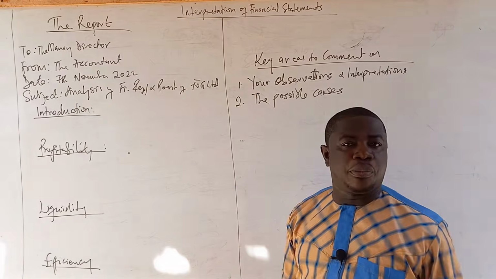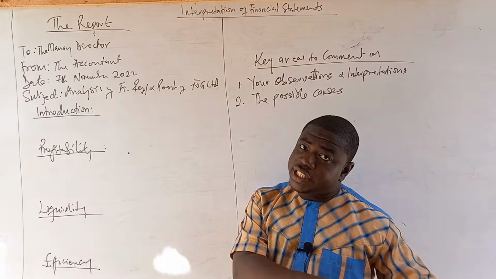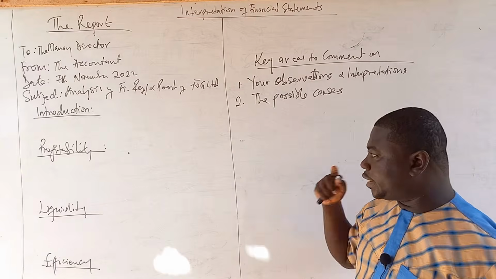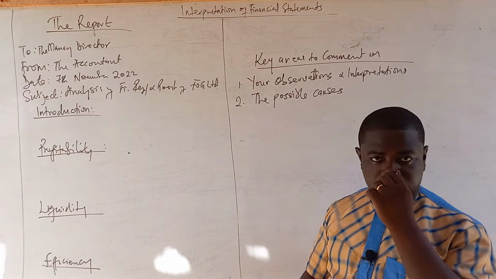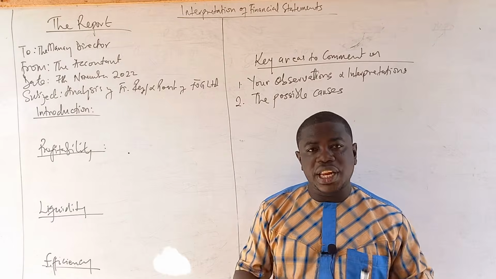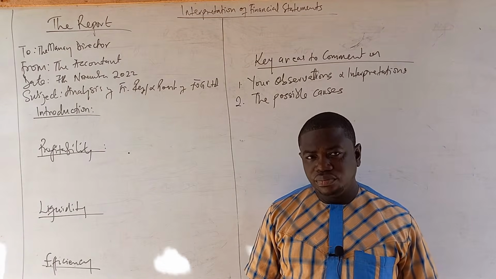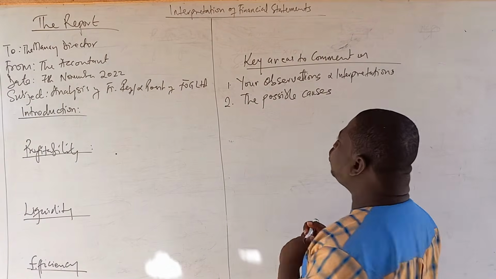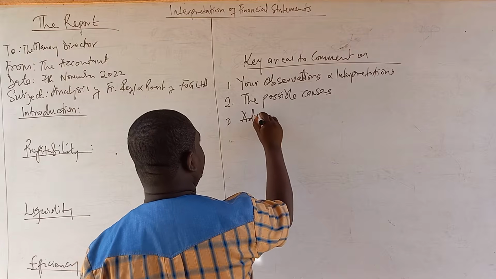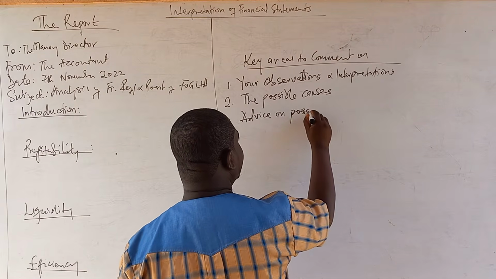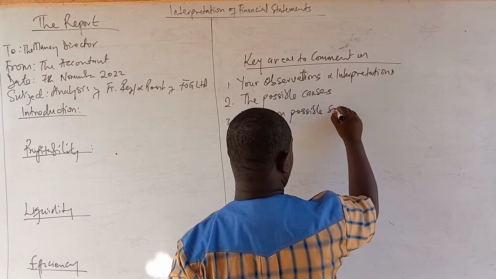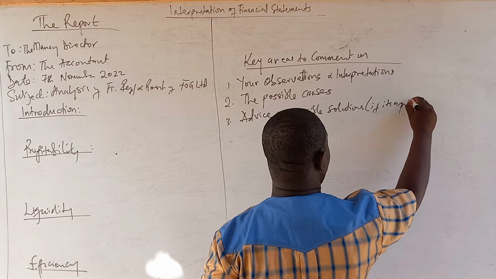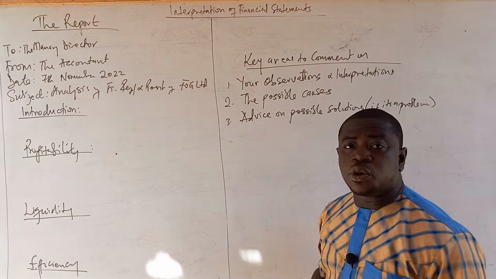So we are not only here to look for problems, we are also here to look for good things and talk about them. So once you talk about your observations and interpretations under each of the headings, you make sure you talk about the possible causes. And then I think that is also going to earn you some marks as well. Okay. Then after you have spoken about possible causes, then you give advice on possible solutions. So advice on possible solutions. That is if it's a problem. If it's a problem you have identified, you give advice on possible solutions.